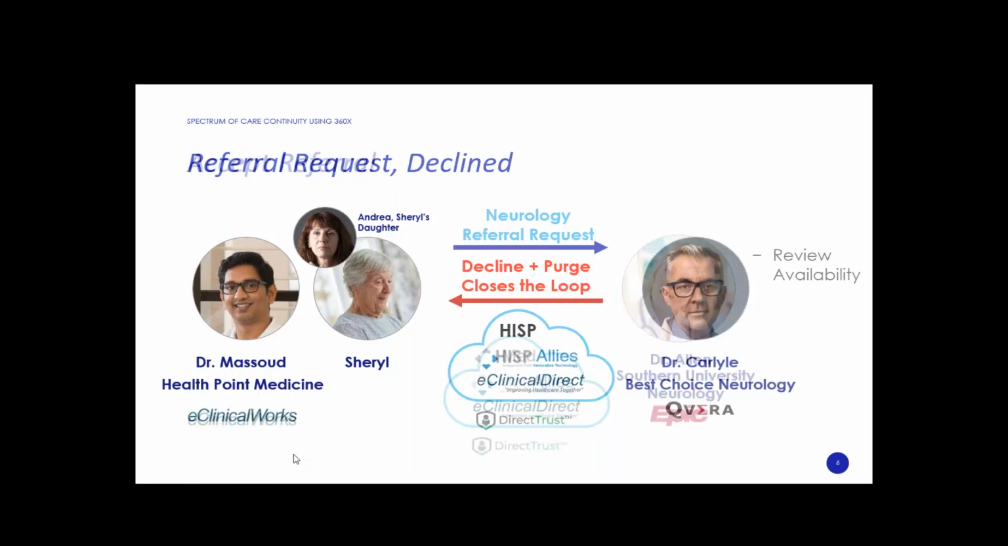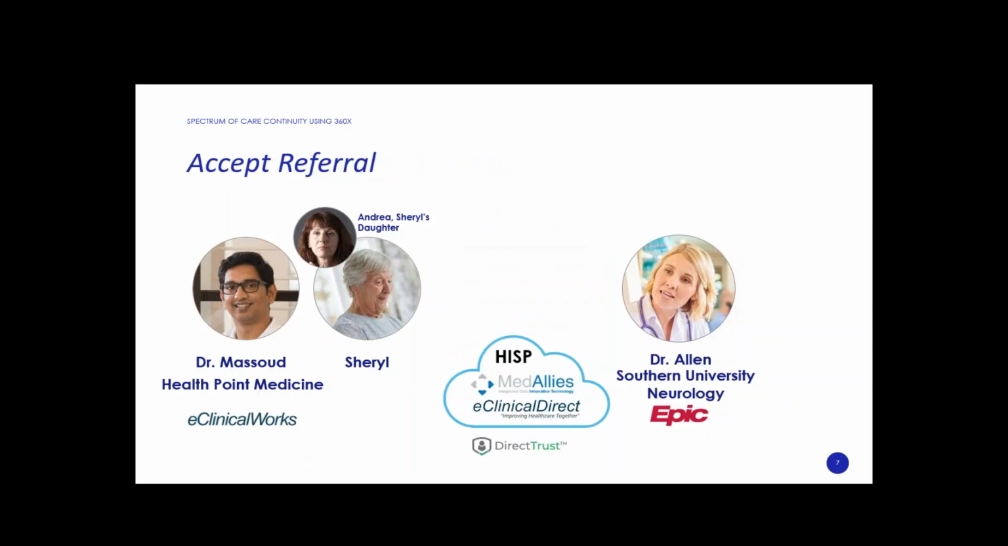In real time, Dr. Massoud's office staff received the decline from Dr. Carlisle's office. His staff immediately sent a new referral request with a new unique referral ID and the CCDA, which had the lab tests, to Dr. Allen, another neurologist. Her staff review her availability and send an accept notification, as she does have an appointment available to see Sheryl. Let's see this in the ECW and Epic systems.